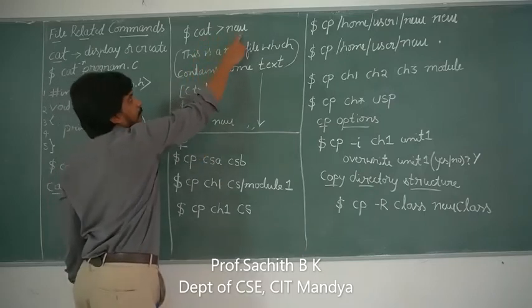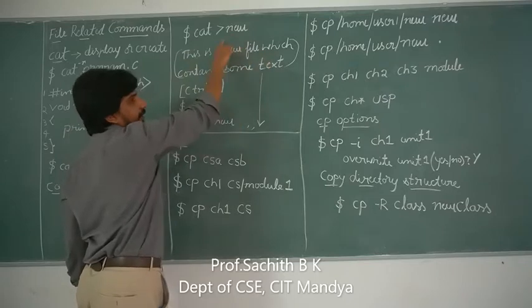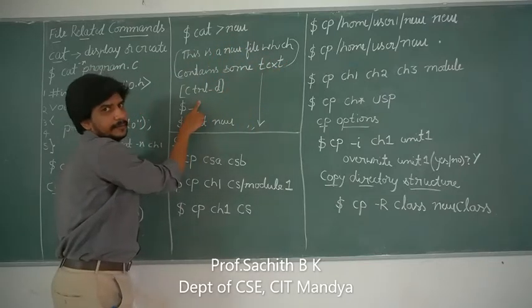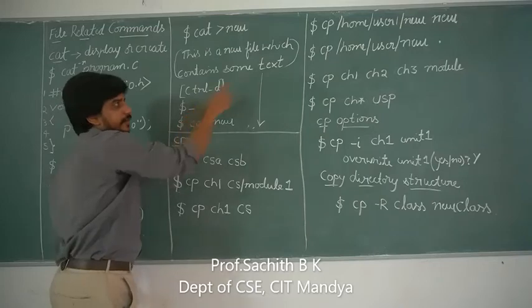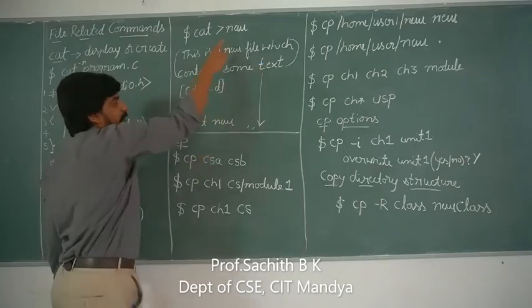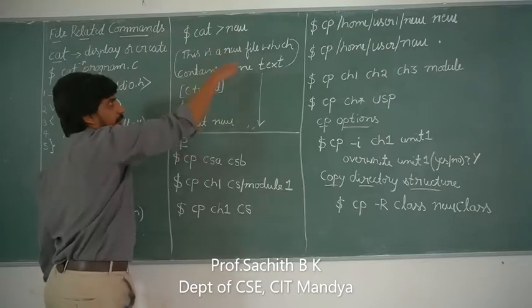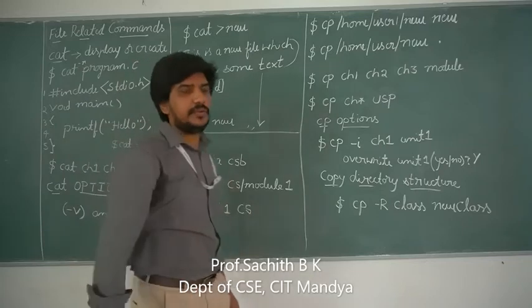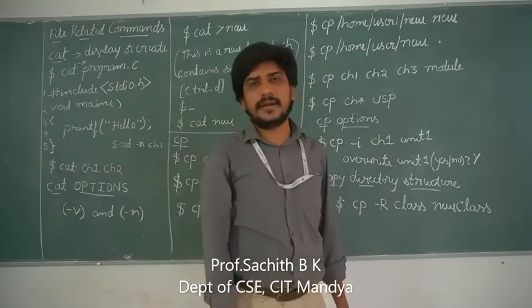Greater than symbol, file name, then start writing the contents. Once you finish writing the contents, press Ctrl D. That indicates the end of your file. Then you can make sure that the file is correctly created along with the contents. So these are the major things you need to remember with respect to cat command.